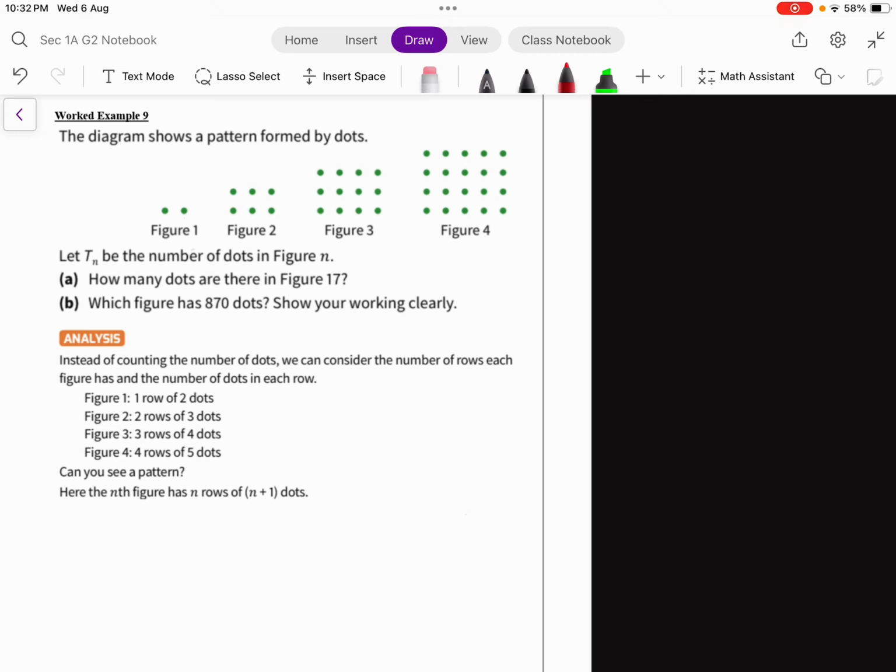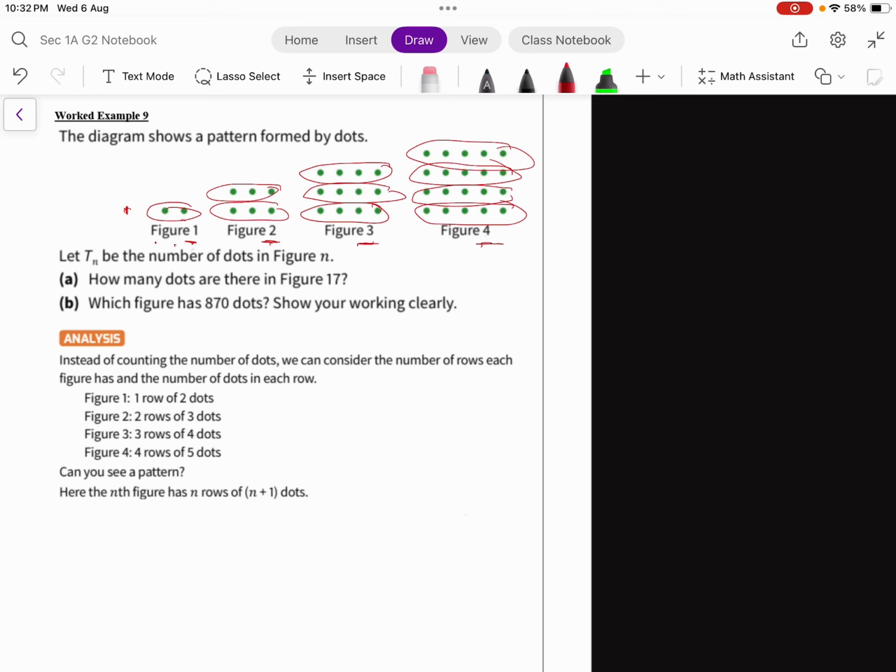the first one we see one row of 2 dots. Then the second one, they say 2 rows of 3 dots. Then the third one is 3 rows of 4 dots, and the last one is 4 rows of 5 dots. So as you can see, the pattern here is this: one row, n equals 1. So the number of rows follows your n. One row, figure 1, figure 2, 2 rows, figure 3, 3 rows, figure 4, 4 rows.